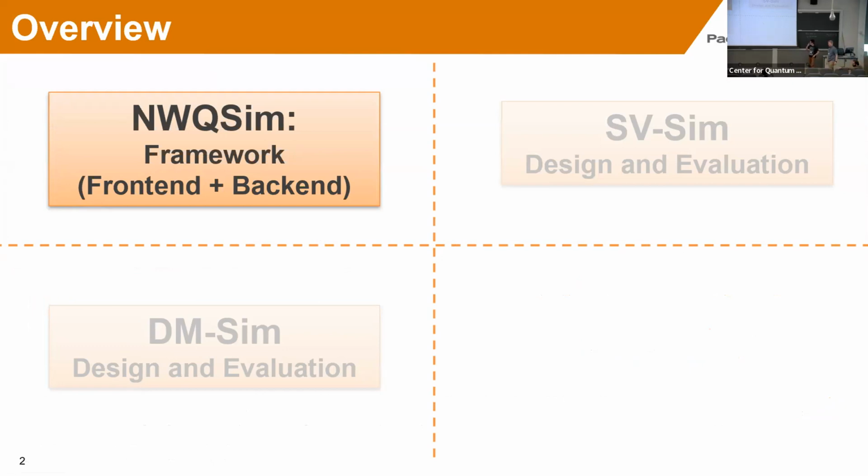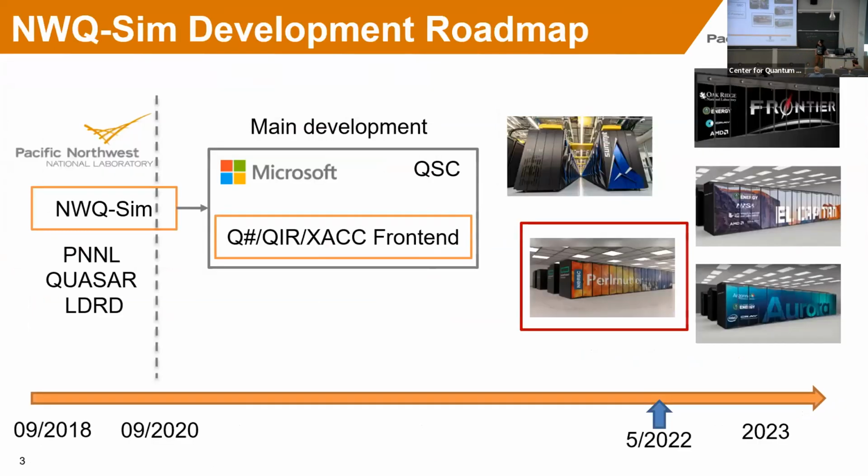Okay, so I will basically talk about the umbrella product called NWQSim. We borrowed the name from NWChem, and within the umbrella, we have the state vector simulator called SVSim and the density matrix simulator called DMSim. NWQSim originated from PNNL LDRD projects and later was supported mainly by the QSC project. We are working on the Q#, QIR, and XACC front-end integration. The goal is to have a high performance computing backed simulator for the pre-exascale HPC and later for the exascale systems.